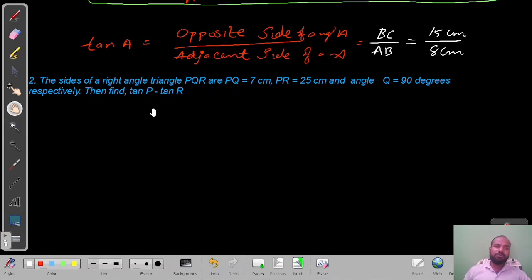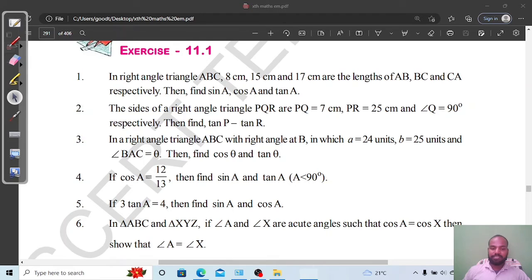Our next problem is: the sides of a right angle triangle PQR, PQ equal to 7 centimeters, PR equal to 25 centimeters, and angle Q is equal to 90 degrees respectively. Then find tan P minus tan R. Okay, I will change the page. Give a minute.